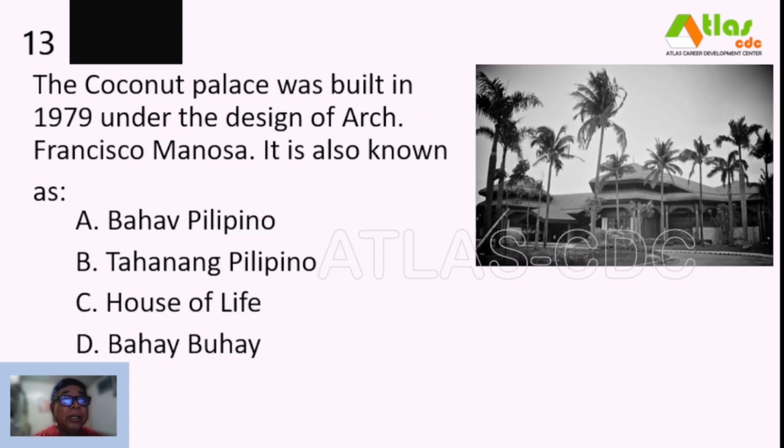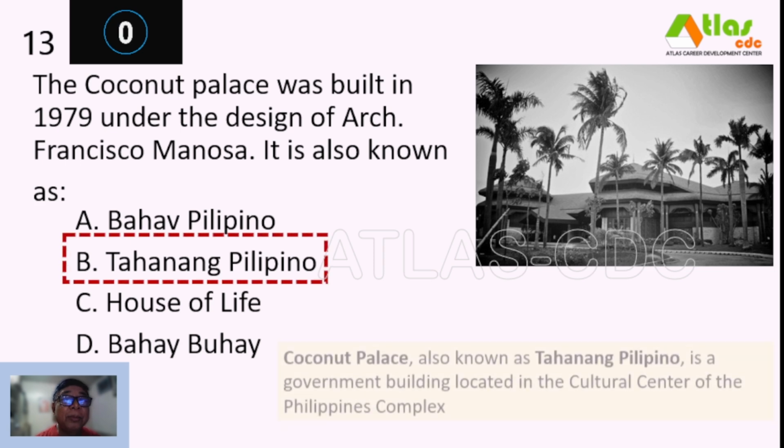Number 13, the Coconut Palace was built in 1979 under the design of architect Francisco Manosa. It is also known as A. Bahay Pilipino, B. Tahanang Pilipino, C. House of Life, and D. Bahay Buhay. And our correct answer is letter B, Tahanang Pilipino.